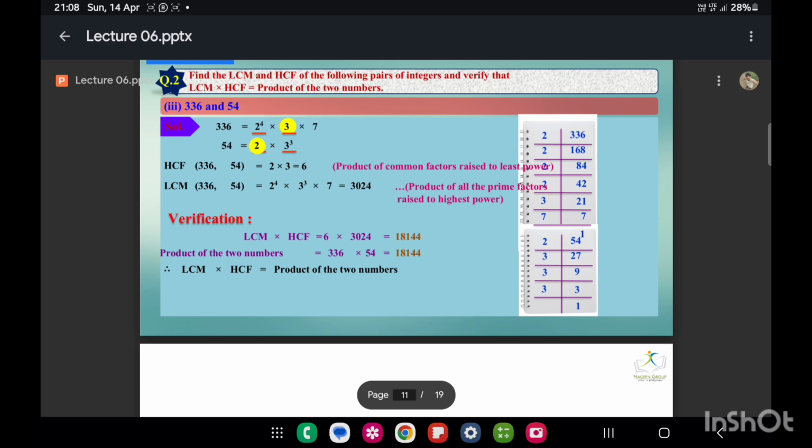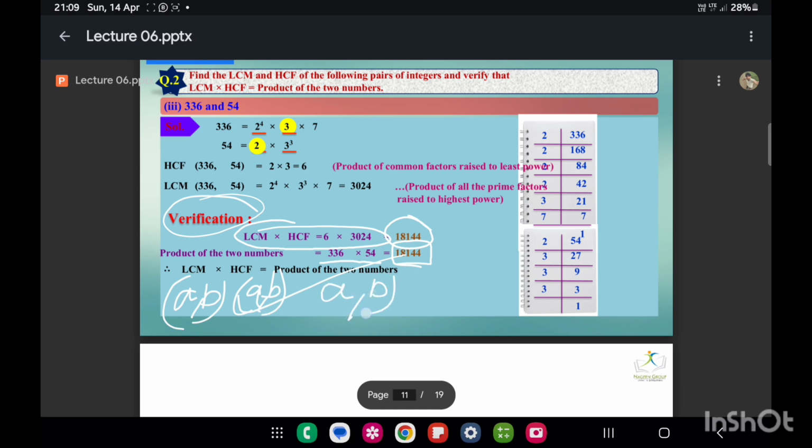Now we have to go for the verification method. In the verification method, LCM into HCF is equal to 6 into 3024. So we will get 18,144, and the product of the two numbers is 336 into 54, and we will get 18,144. So it verifies that LCM of A comma B into HCF of A comma B is equal to the product of two numbers, that is A into B.